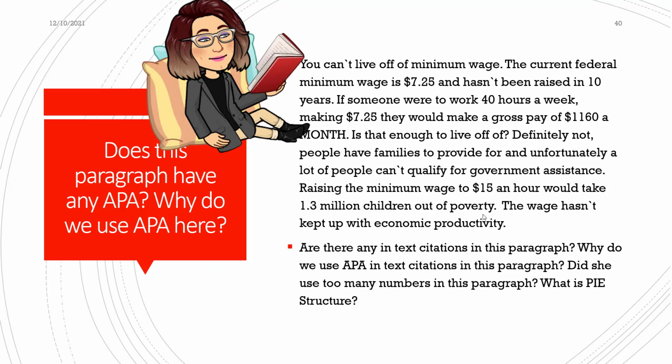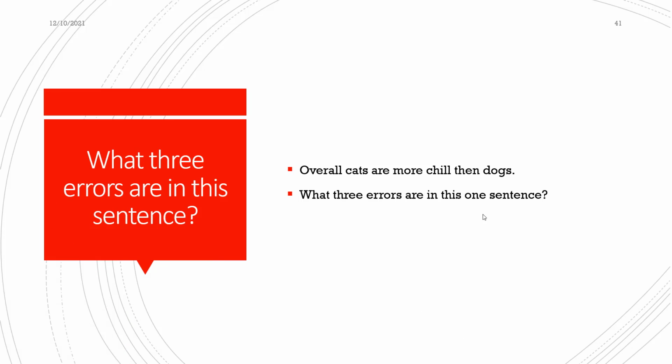In this one, the mistake is she has no APA at all, because when we use numbers and dates and any kind of numbers, you have to have APA. Number 2, she has way too many APAs, one after the other, after the other. You should avoid having too many of them in a row. Limit yourself to just one APA in-text citation per paragraph.